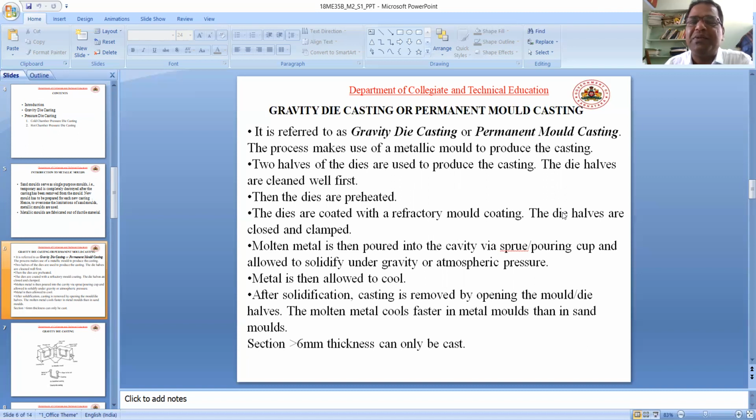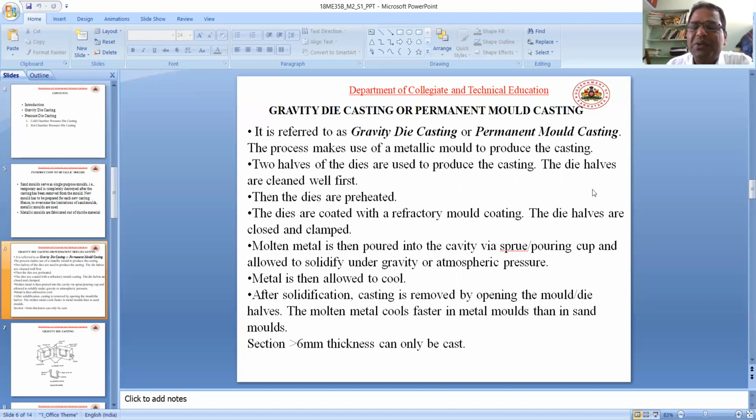The process makes use of a metallic mold to produce the castings. Two hollows of dies are used to produce the casting. The die hollows are cleaned well first. Then the dies are preheated. The dies are coated with refractory mold coatings. The die hollows are closed and clamped.